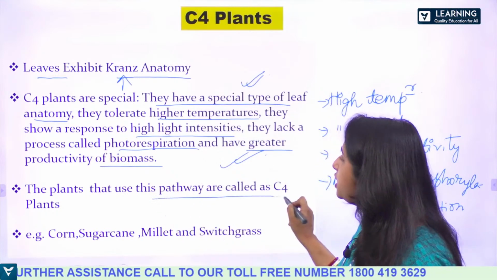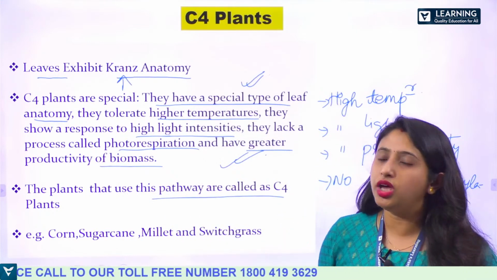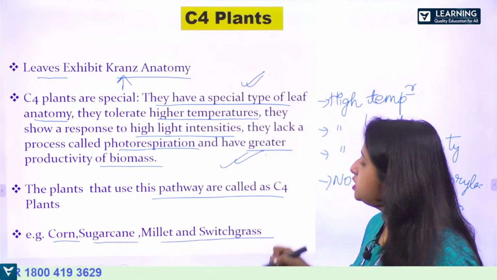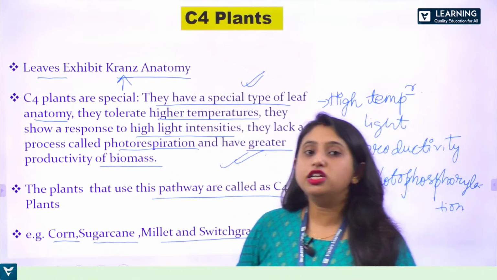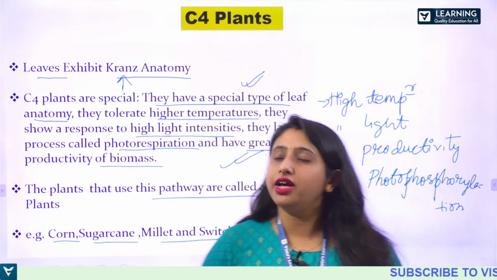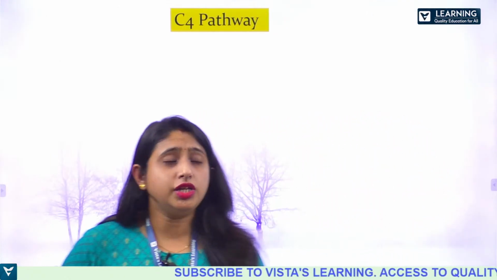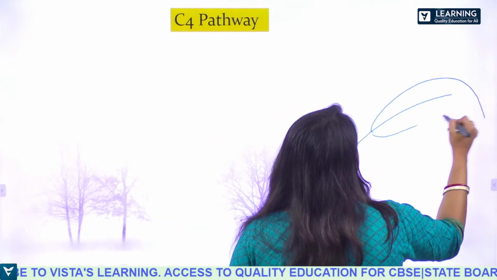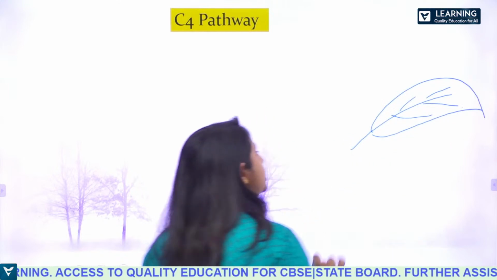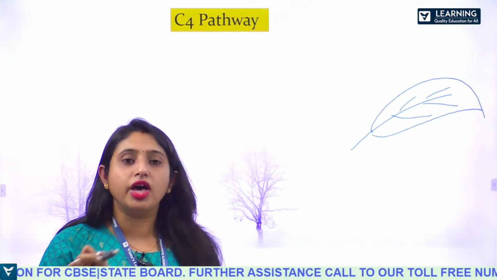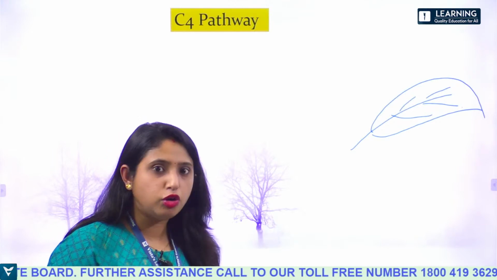The plants that use this pathway are called C4 plants, like corn, sugarcane, millet, switchgrass. These are the plants which follow this C4 pathway. Clear? So now let us see the C4 pathway. Suppose this is the leaf. It is taking place in the leaf only, in the chloroplast, and specifically in the stroma of the chloroplast.